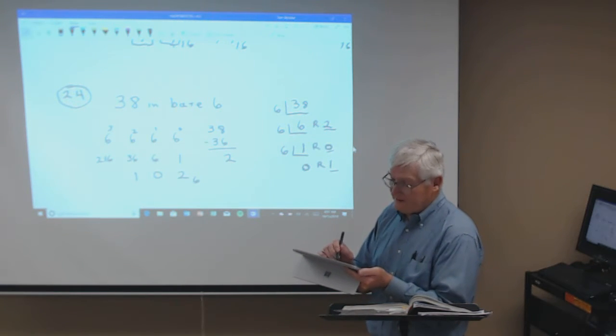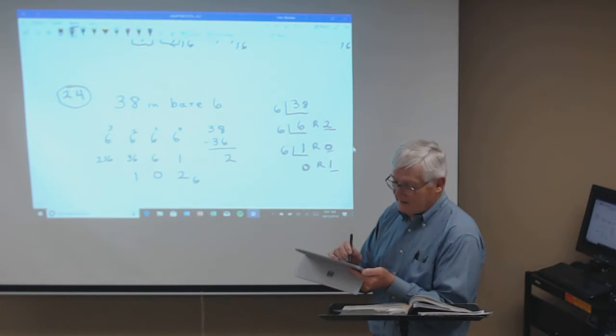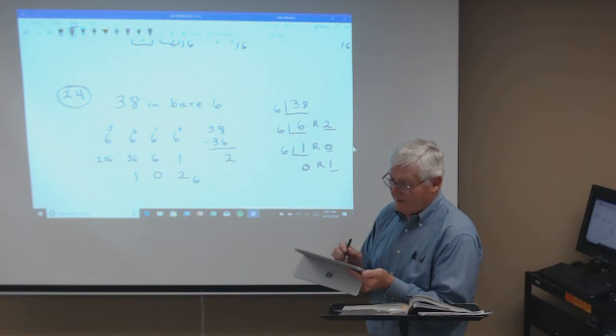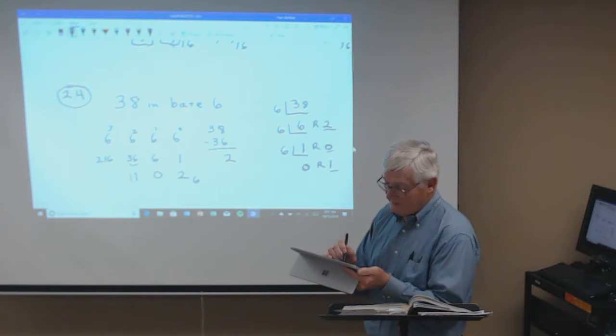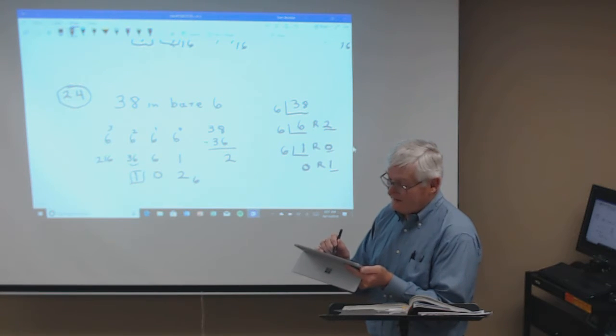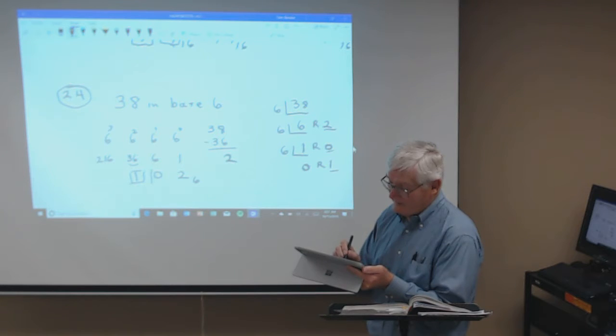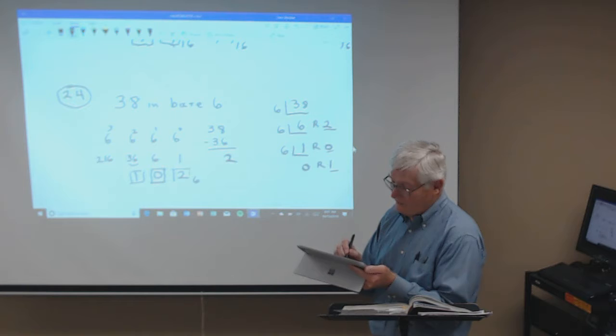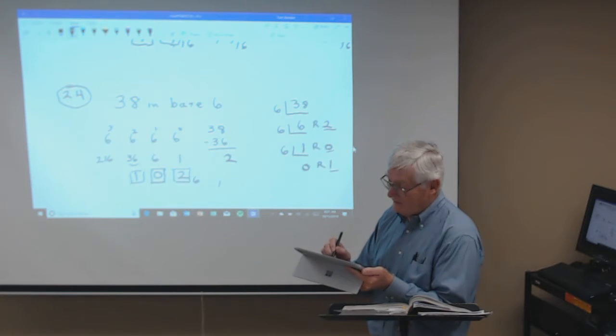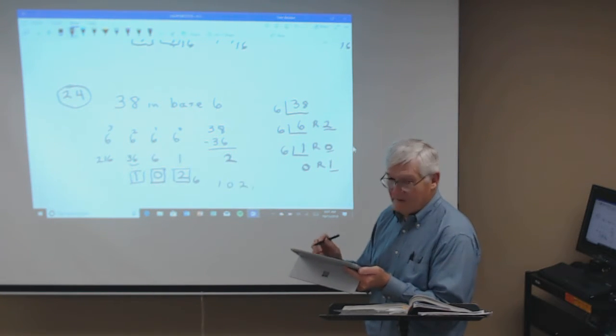Base 6. 6 to the 0, 6 to the 1, 6 to the 2, 6 to the 3. So here I am with 36, and I have one of those. So I subtract 36 from 38, and I'm left with 2. And how many 6's in 2? None. So I put a 0 in that box, and that leaves me with how many 1's? 2. So the answer is 1, 0, 2 in the base 6.